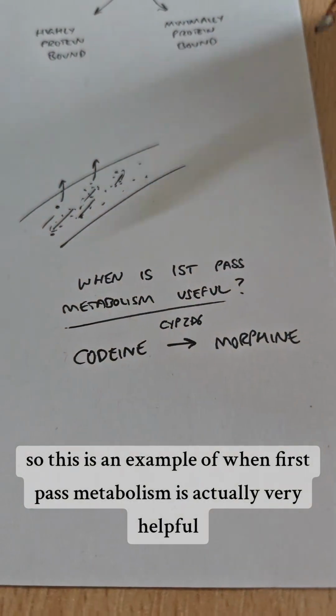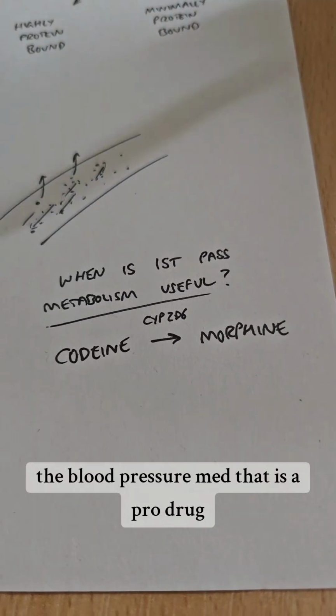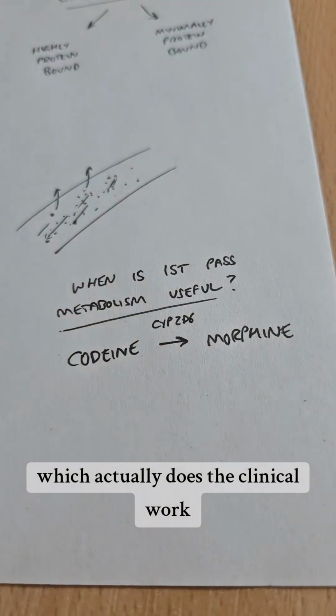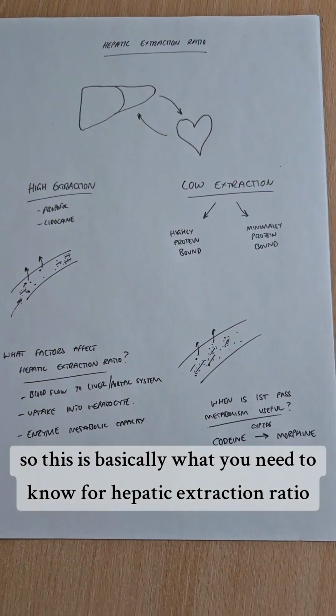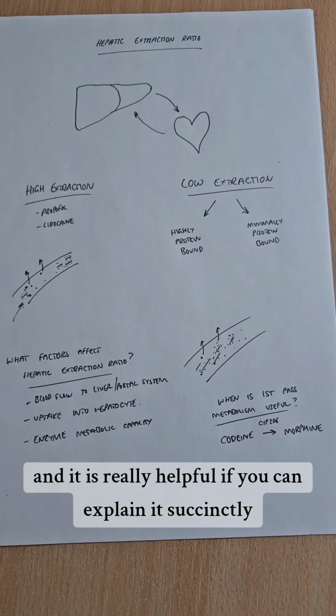So this is an example of when first-pass metabolism is actually very helpful, and it's the same for enalapril, the blood pressure med. That is a prodrug, which is then metabolized into the active compound, which actually does the clinical work. So this is basically what you need to know for hepatic extraction ratio, which does come up in the exam, and it is really helpful if you can explain it succinctly.